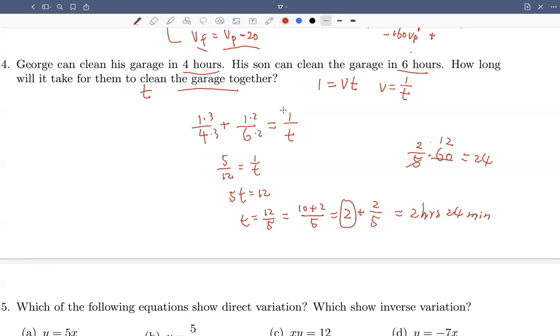Okay, so when they work together, it takes them 2 hours, 24 minutes to clean the garage.